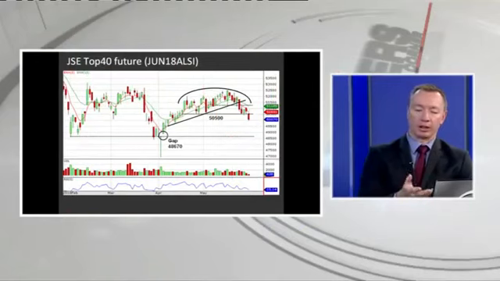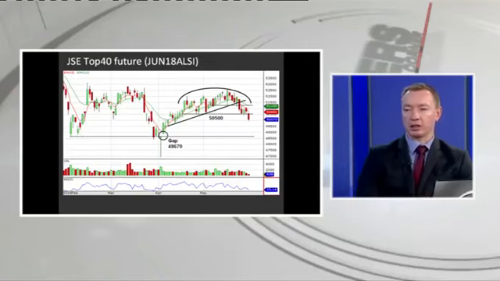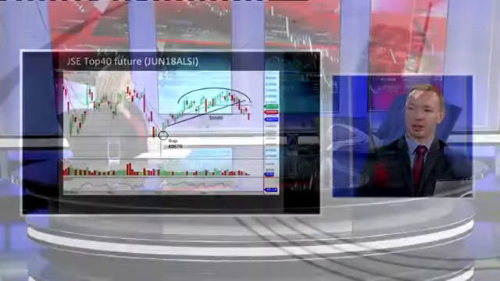And you'll see, later in the show, we'll look at some of the other indices, the resources and industrials and financials, and you'll see that those charts also are all looking a little bit vulnerable at this stage. So before we get into those indices, as you mentioned, let's drill down into the stocks and take a look at what's playing out on that front.